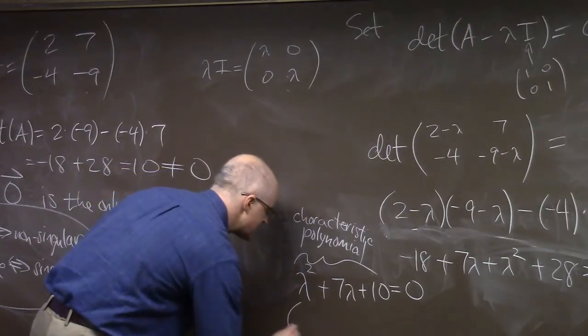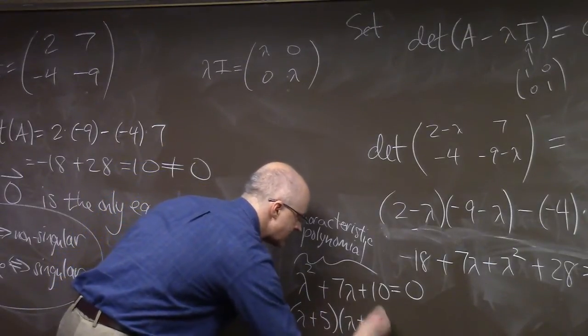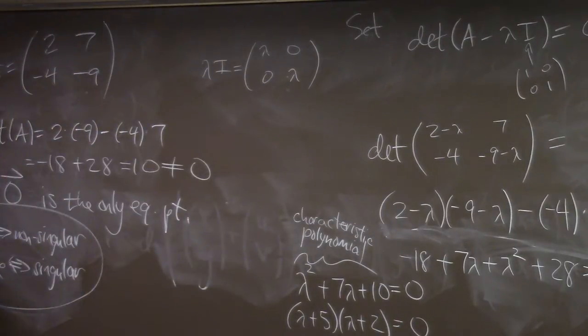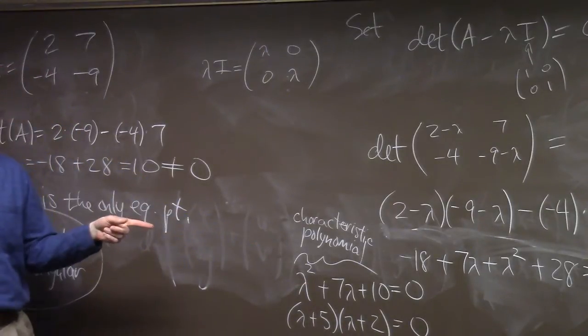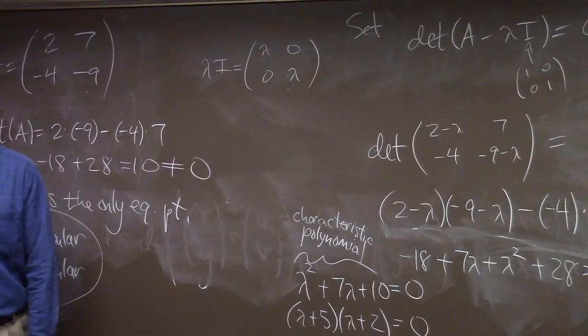In this case, you can actually factor it. I made the numbers nice. This can be factored as lambda plus 5 times lambda plus 2. So that's going to be 0 when lambda is negative 5 or negative 2. Can you see that down there? Negative 5 and negative 2 are going to be the eigenvalues.